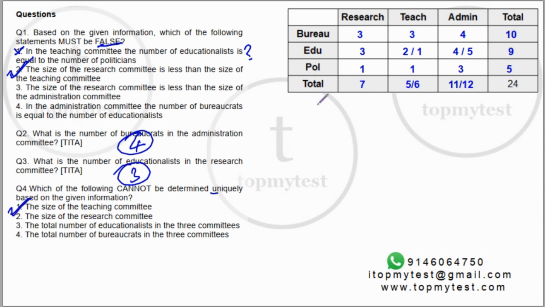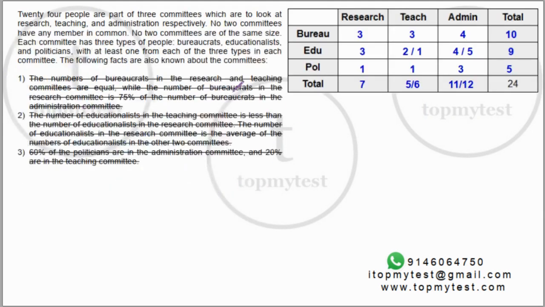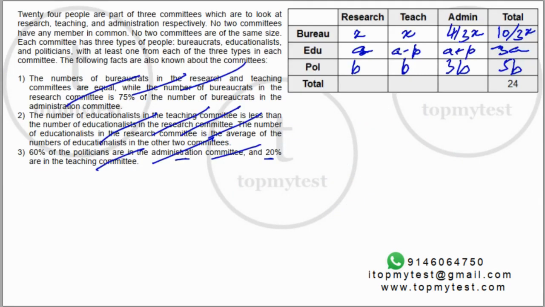Size of the research committee is known. Total number of educationists is known. Total number of bureaucrats is known. So the first cannot be determined. Right. Pretty straightforward question. Should definitely have answered this in the examination. That completes this particular set.